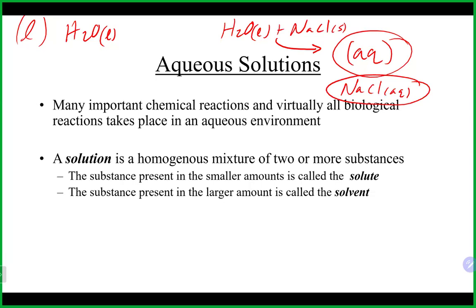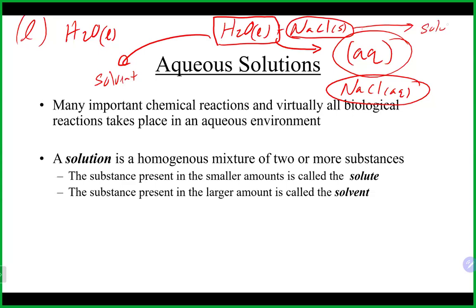So aqueous is a solution. A solution really is a mixture of two or more substances together. And usually when we talk about a solution, there are two parts to the solution. There's the solute, which is the smaller part of the solution, and there's the solvent, which is the larger part of the solution. In my example up here, the water would be the larger part, so that would be our solvent. And the sodium chloride here would be the smaller part, and that would be the solute.